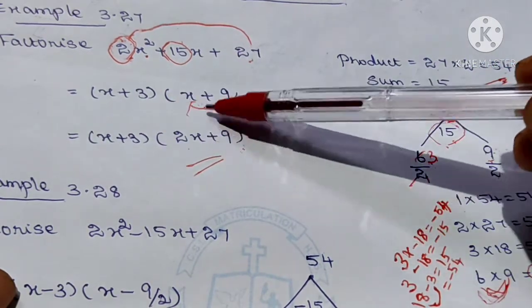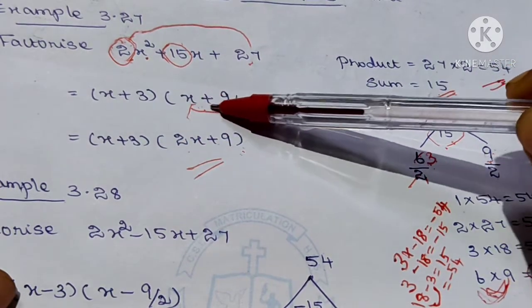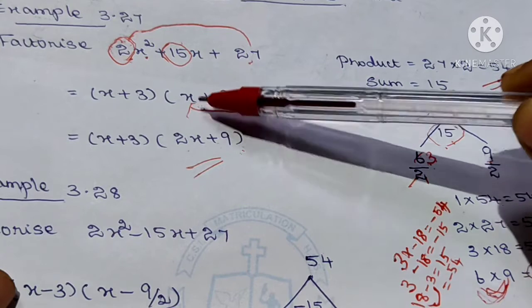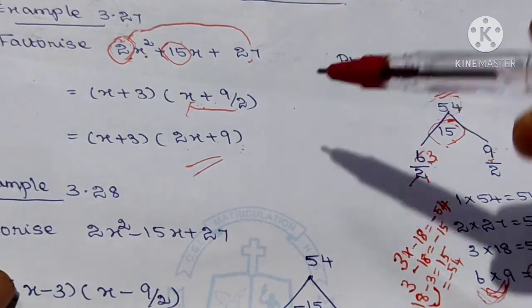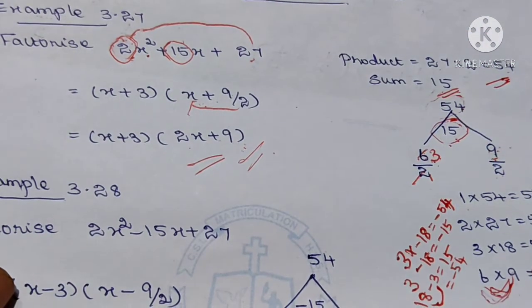x plus 3 into x plus 9 by 2. So x plus 3 into, you take the cross product of the denominator and x, we get 2x plus 9. So this is the factor of the given question. Okay, let's listen to the next question.